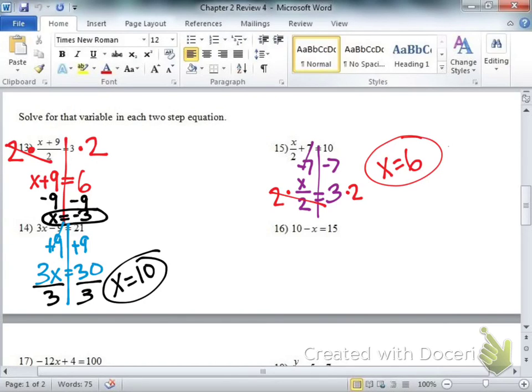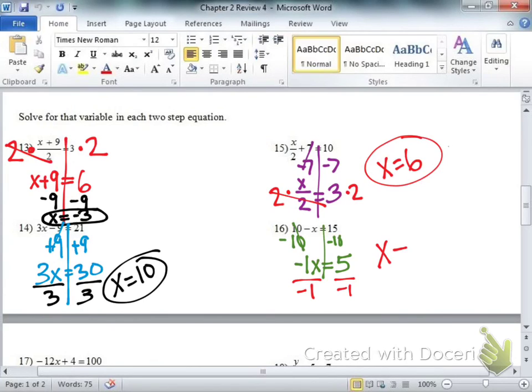Alright, number 16 could be written as negative x plus 10 equals 15. Those are equivalent statements, okay? This one makes it a lot more clear what your first step would be, right? You have to minus the 10. But I'm not going to write it that way. I'm going to force you to use the original. You still want to get rid of that positive 10. We do that by subtracting. So this leaves us with negative 1x equals 5. Then you undo the multiplying by negative 1.